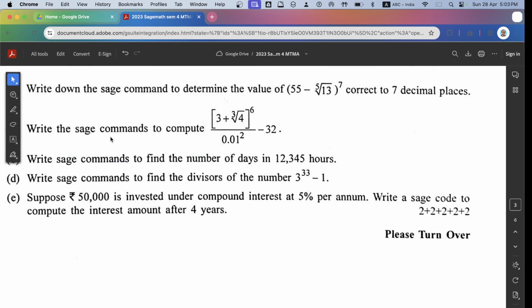Next, write a Sage command to compute 3 plus 4 to the power 1 by 3, the cube root of 4, whole to the power 6, whole divided by 0.01 square minus 32.